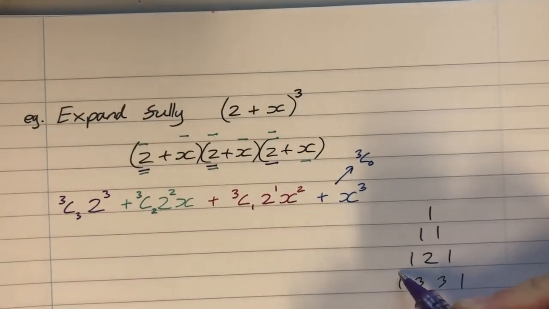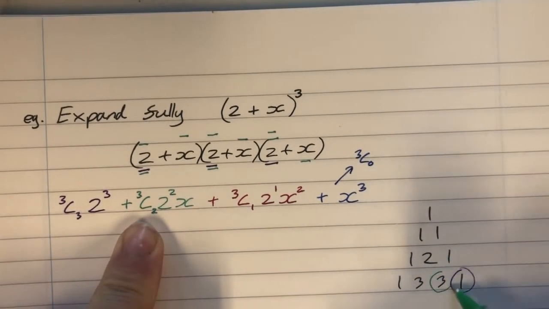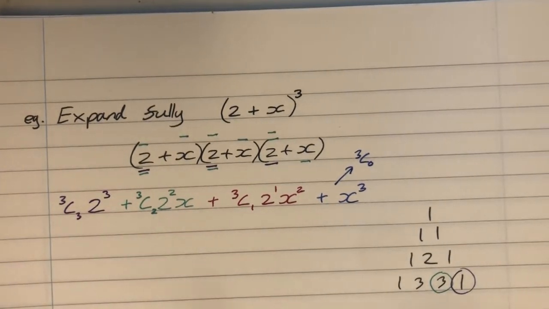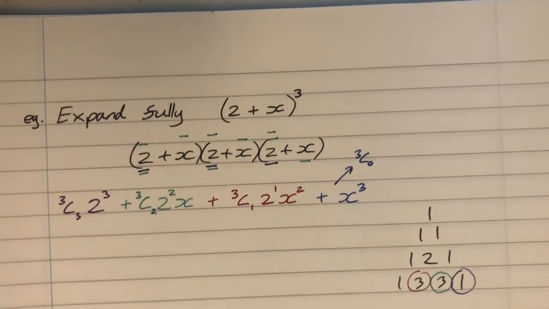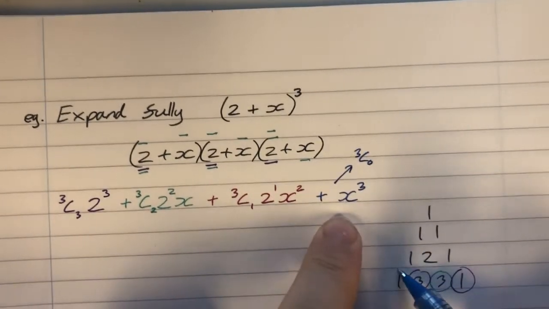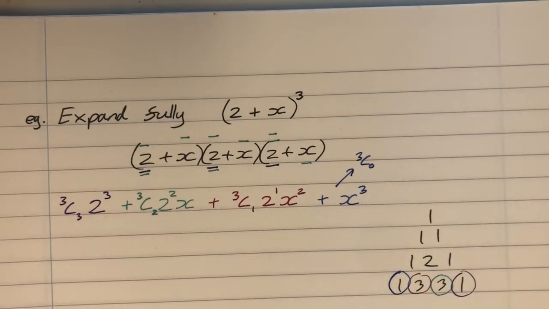3C3 is 1, 3C2 is 3, 3C1 is also 3, and 3C0 is 1. So you could omit the first and the last term.